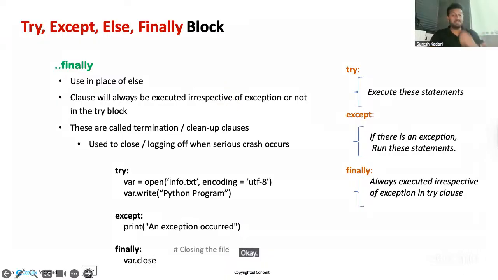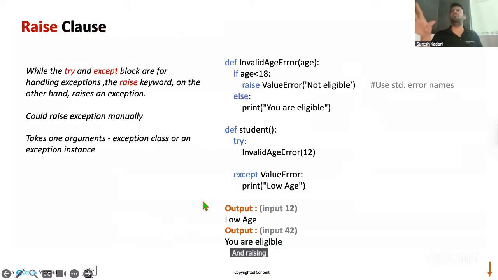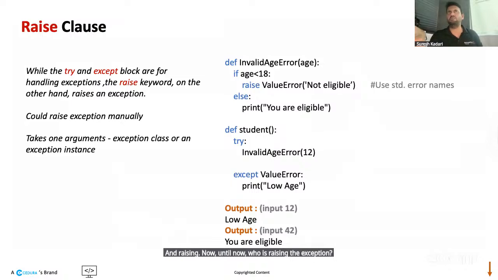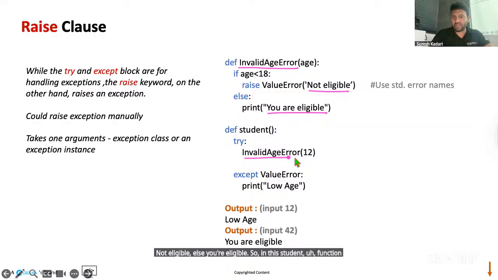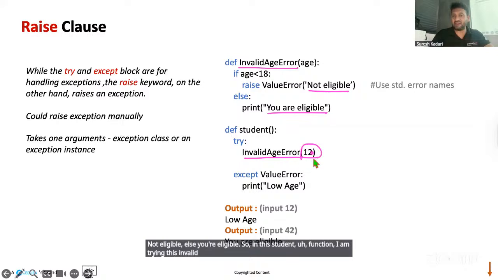Okay, good. So you understood, finally, the importance of finally, please do that. And raising. Until now, who is raising the exception? Python virtual machine. So sometimes you want to raise. Here I'm defining an invalid age error. If age is less than 18, not eligible, else you're eligible. So in this student function, I am trying this invalid age error.